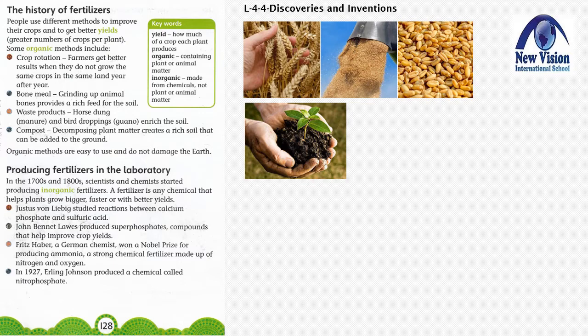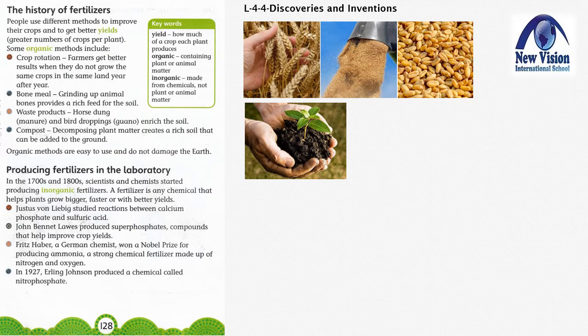Bone meal. Grinding up animal bones provides a rich feed for the soil. Waste products, horse dung, manure, and bird droppings, guano, enrich the soil. Compost. Decomposing plant matter creates a rich soil that can be added to the ground. Organic methods are easy to use and do not damage the earth.